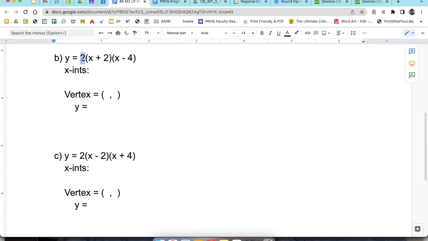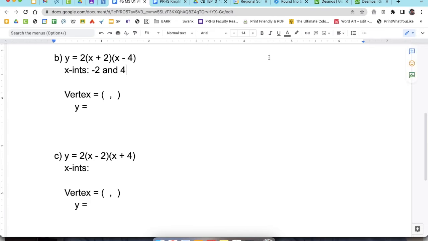Instead, this is +2. We're going to take whatever the values of x plus 2 and x minus 4 are, and multiply the whole thing by 2. That's going to change where the vertex is going to be. Now, our x-intercepts are still in the same place as we would expect. When we plug -2 into this equation, -2 plus 2 cancels out, giving us a result of 0. That's what we're looking for. +4 is the other one. Multiplying 0 times 2 doesn't change it.